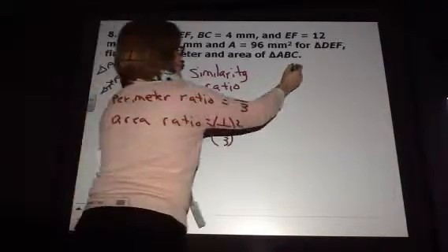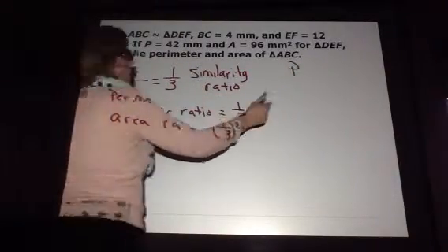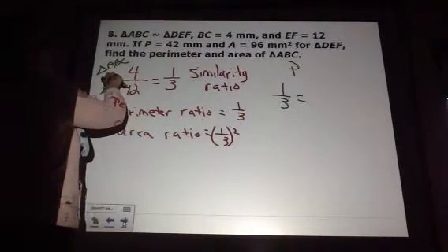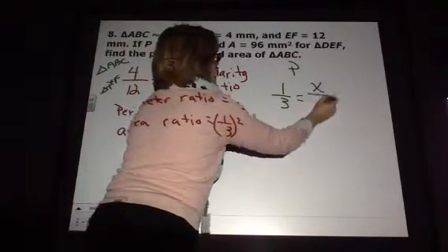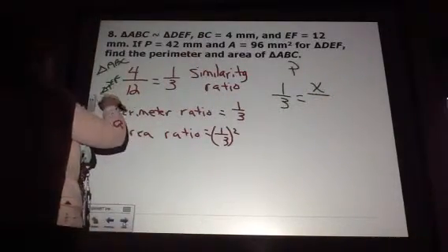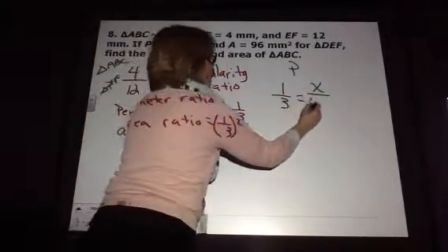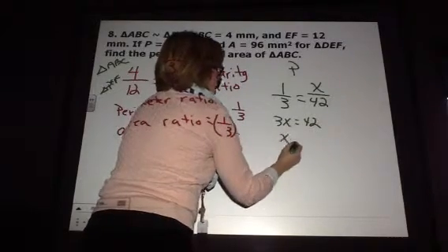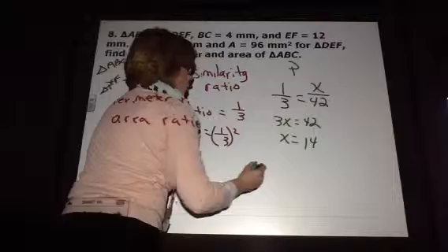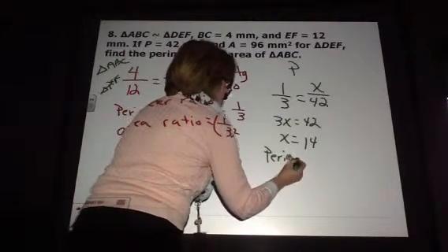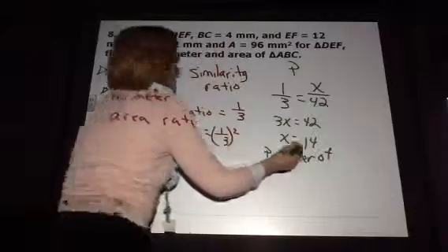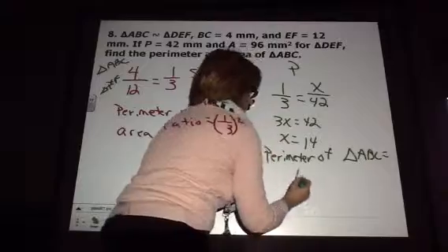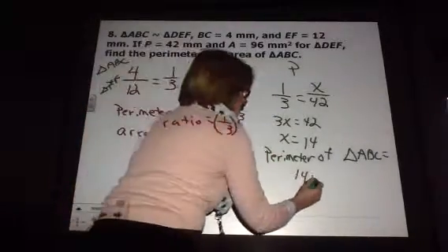Okay, so to find the perimeter, let's do that first. Set up your perimeter ratio, 1/3. Okay, do we have the perimeter of triangle ABC? No, that's what we're trying to solve for, so that's where X goes. Do we have the perimeter of triangle DEF? We do. It's right here, 42. So do your cross product. Divide by 3, and you get 14. So the perimeter of triangle ABC equals 14, and we're talking about millimeters.